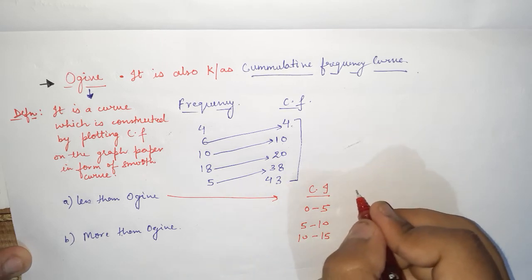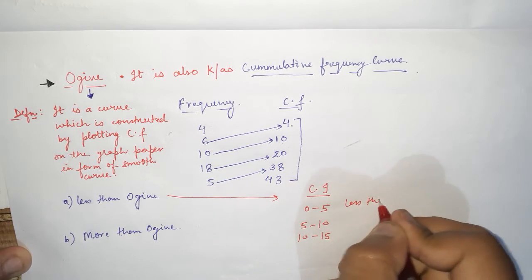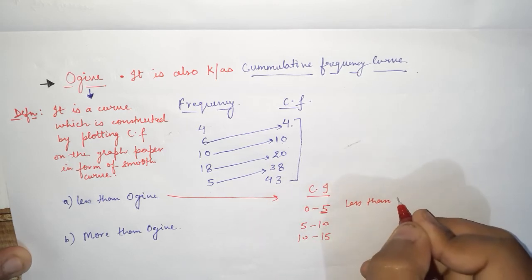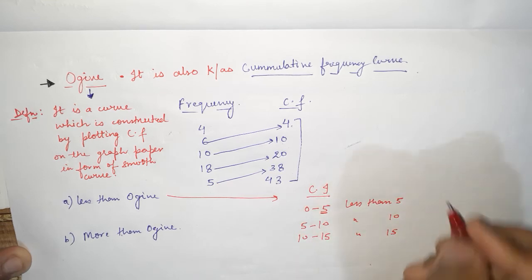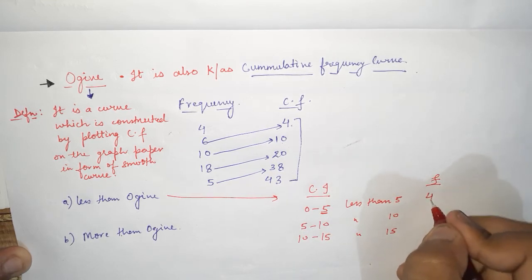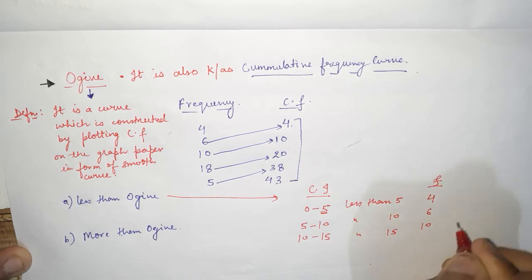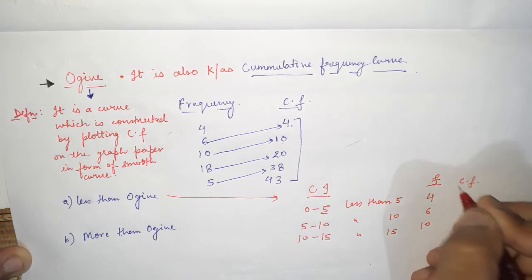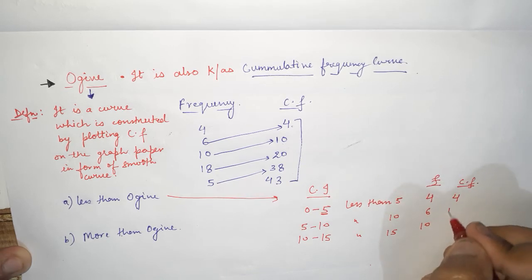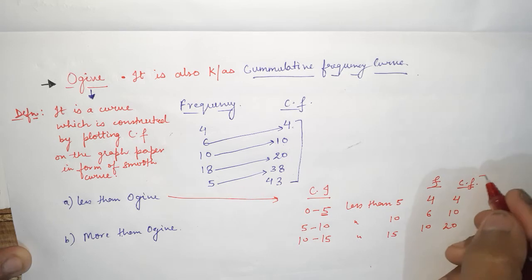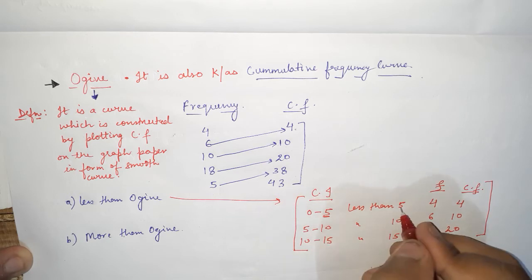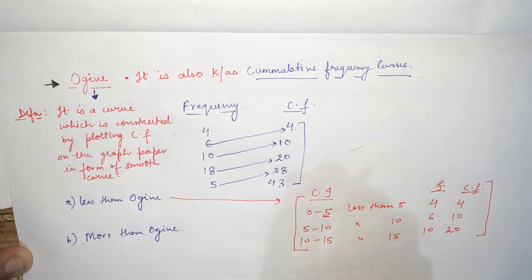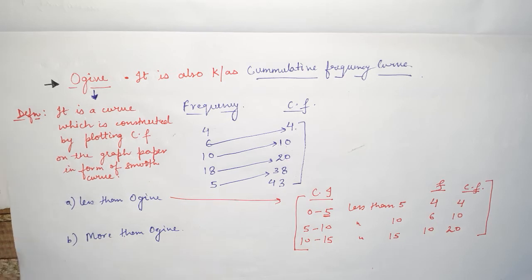So what we will do, we will write these class intervals in this form: less than, since it is less than, so less than and the upper limit, less than 5, similarly less than 10, similarly less than 15, and then we'll see the corresponding frequencies. So let us take it as 4, 6, 10. Now what we'll do, we'll sum up the corresponding frequencies one by one. 4, 6 and 4, 10, 10 and 10, 20, like this. So this is the format of a less than OGIV. We'll just write the upper limit and before that we'll write less than. Clear?